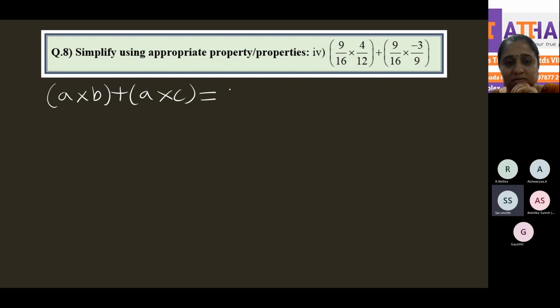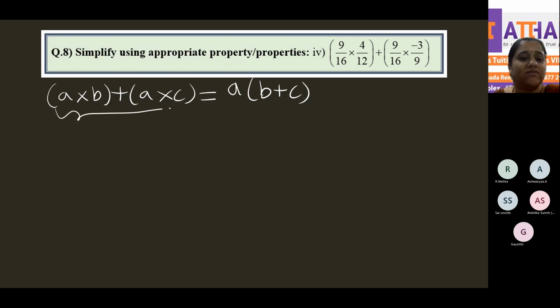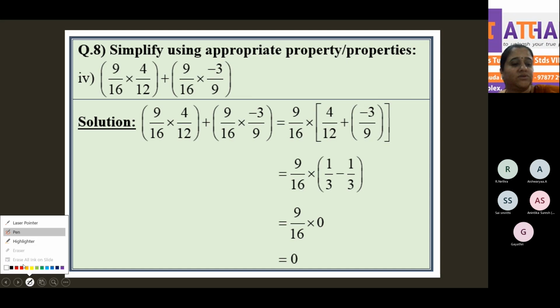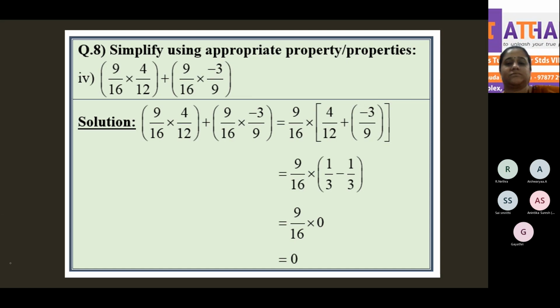We should do it as A into B plus C. Very good. And this should be worked as A into B plus C, because it is given in the form A into B plus A into C. So you must work it like A into B plus C. Take out the common and work it. Please work, children. You can see the answer. First go through the slide, understand, and then work.